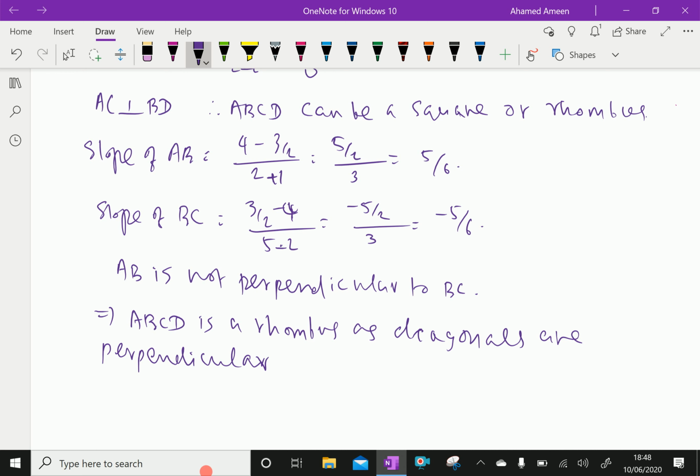And adjacent sides are not perpendicular. That is, we conclude this quadrilateral ABCD is a rhombus. We have done.